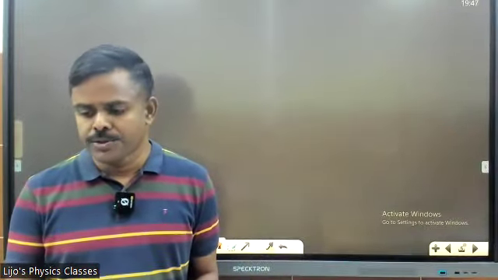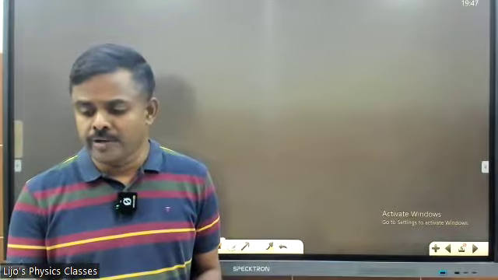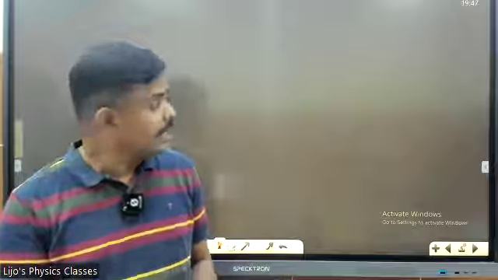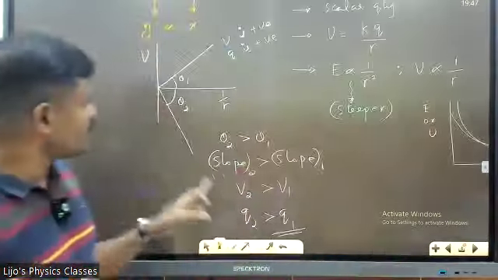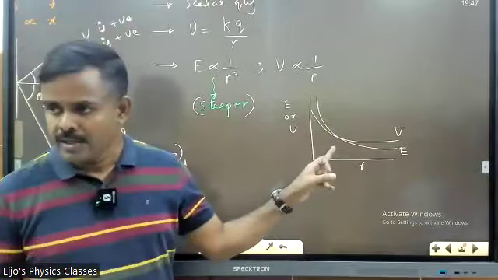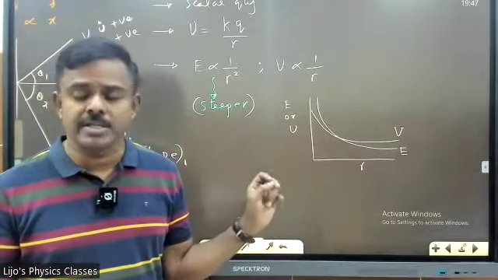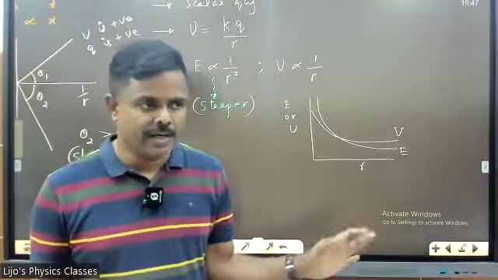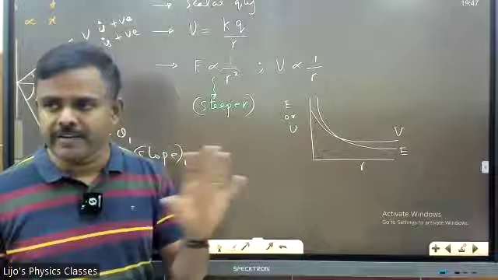Okay, question number 2. Draw a plot showing variation of electric field and electric potential with the distance due to a point charge. You have to draw this graph. Question number 2. Draw a graph of, what is the question? I told you, you have to draw both on the same graph. Got it? Never draw them separately. You won't get even half mark.